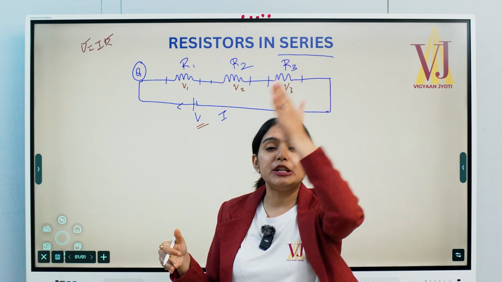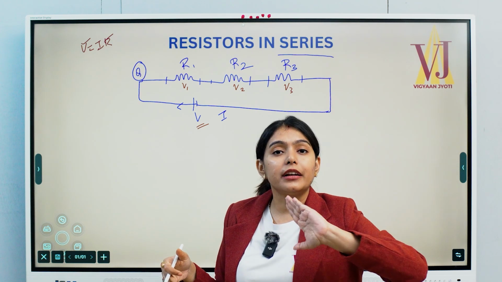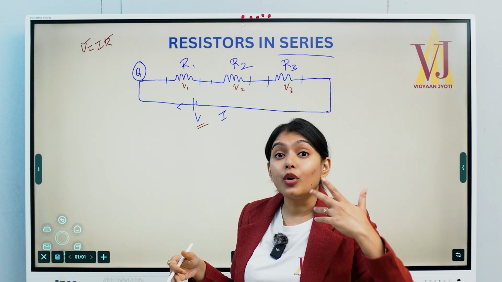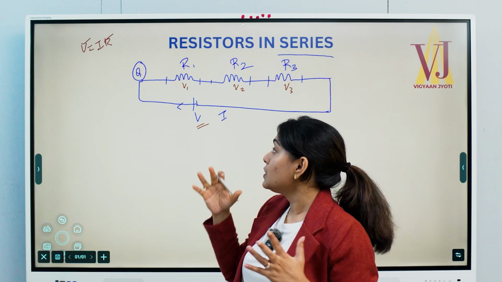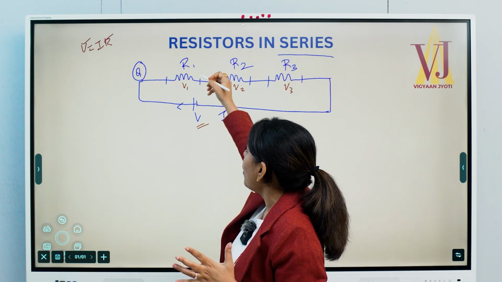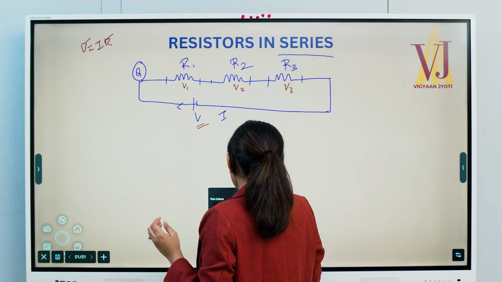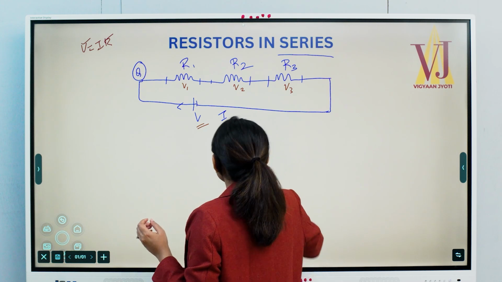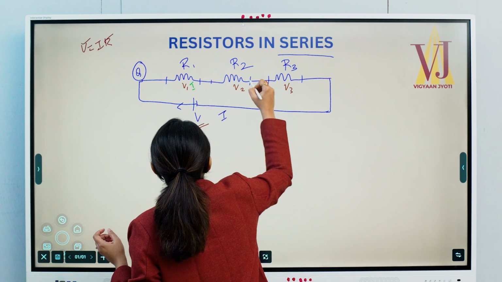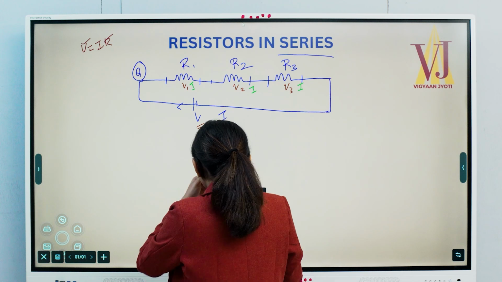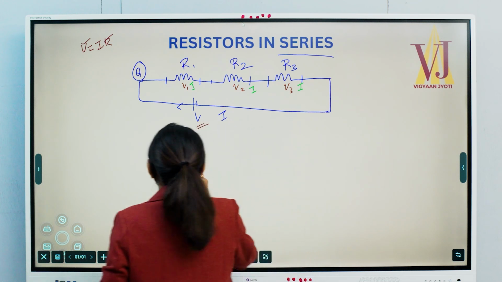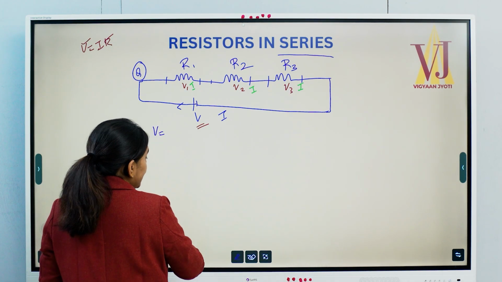Because the electrons need to complete the circuit, otherwise the current won't flow. If the circuit is not complete, how will the current flow, right? So that means the current is the same in all these cases. Fine, so we have the total voltage as V.